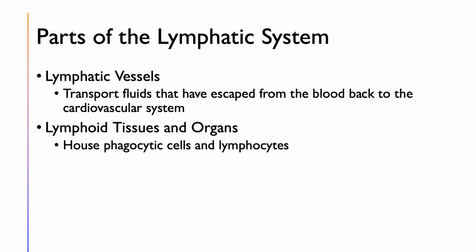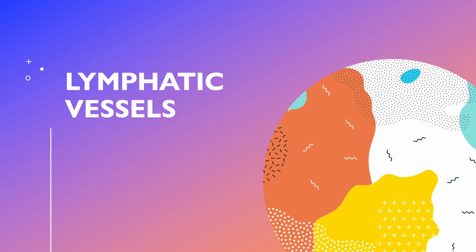This significant amount of fluid must be carried back to the vascular circulation to maintain the body's blood volume within normal levels. These fluids are transported by the lymphatic vessels back to the cardiovascular system. Meanwhile, the lymphoid tissues and organs house the phagocytic cells and lymphocytes that are needed for the body's immune response. Let me talk about the lymphatic vessels more in detail in the next slides.